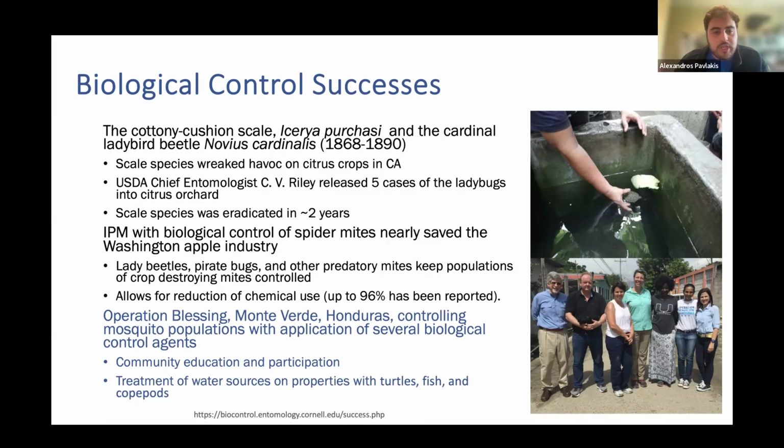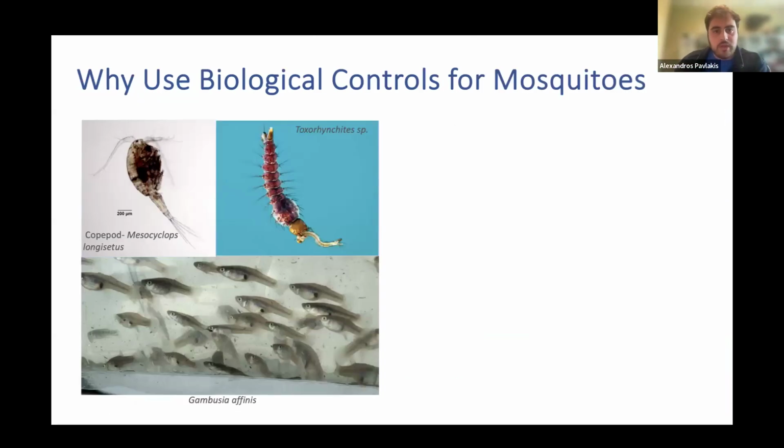And I have highlighted in blue here an example of a mosquito biological control success story with Operation Blessing in Monteverde, Honduras, where they were controlling mosquito populations with applications of several biological control agents. They utilized community education and participation and treated water sources on properties with turtles, fish, and copepods. They were able to see a real reduction in the number of mosquitoes in the area. So we see that these can be used and there are success stories, but why should we use biological controls for mosquitoes?